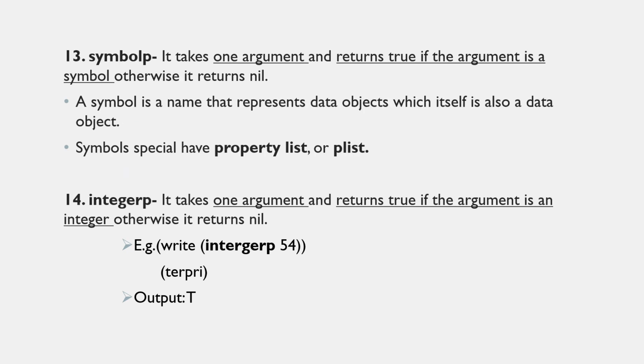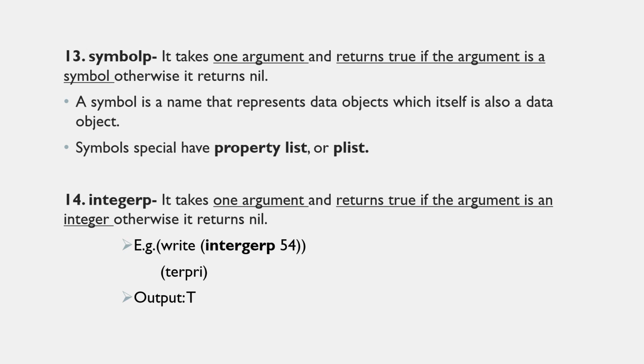Next one is symbol p. Now here we will see what we mean by a symbol. A symbol is a name that represents a data object, and symbols will always have a property list. For example, if we consider an object person, a person will have name, address, height, weight. Okay, these are the properties. So if the given value is a symbol, you will get a true value, and if it is not a symbol, then you will get a nil.